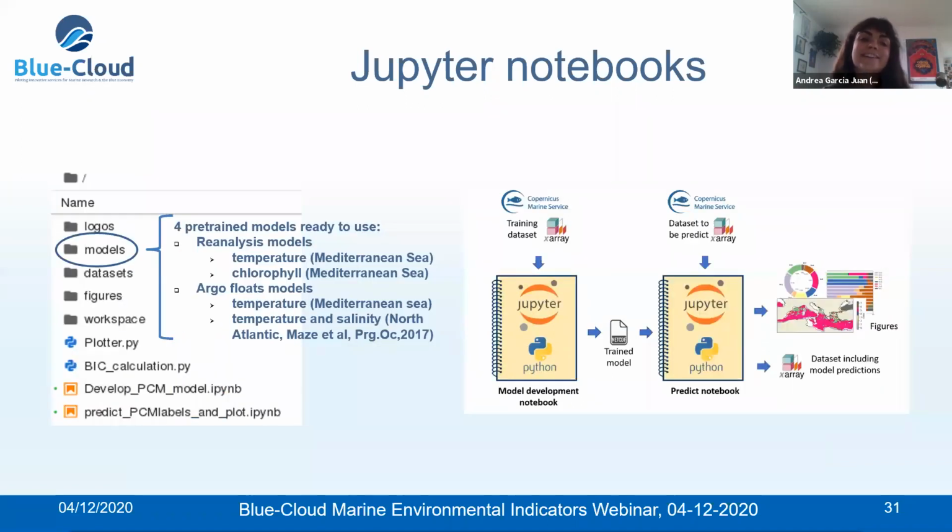Okay. So we also provide 4 pre-trained models that are ready to use. 2 models trained with reanalysis data, both covering the Mediterranean, and 2 models trained using Argo floats data, one covering the Mediterranean and the other covering the North Atlantic.